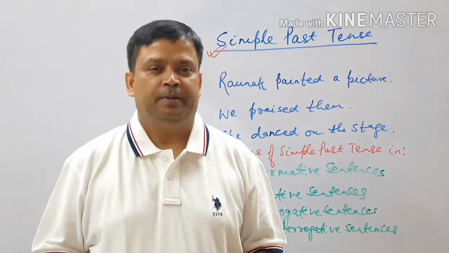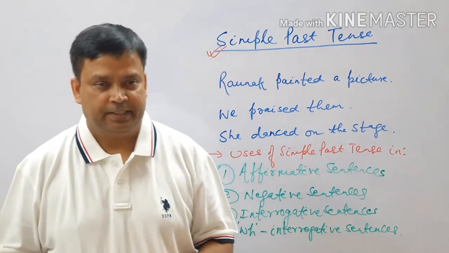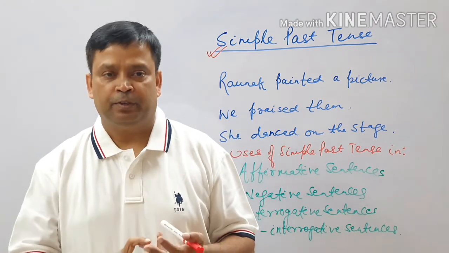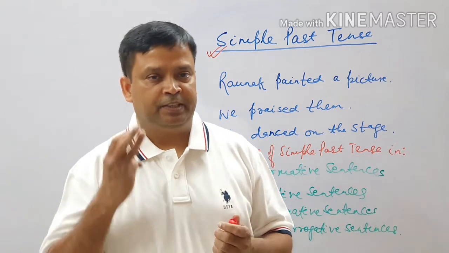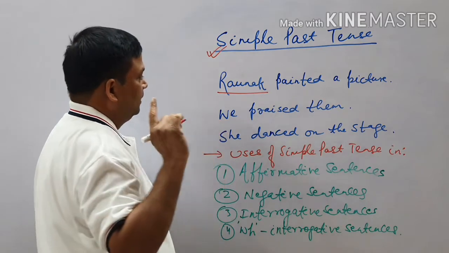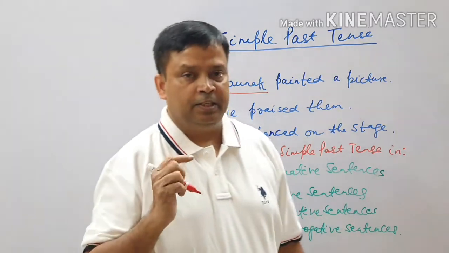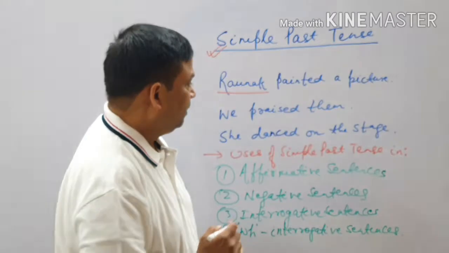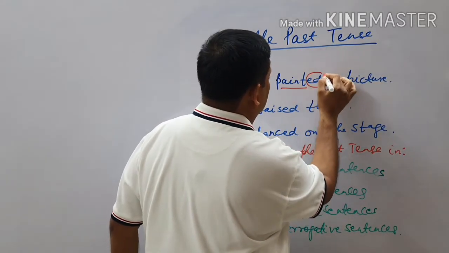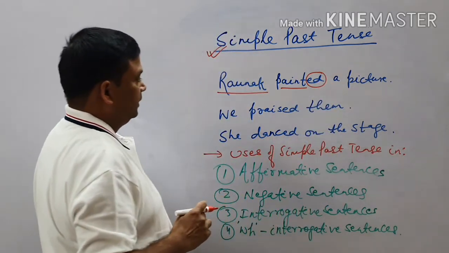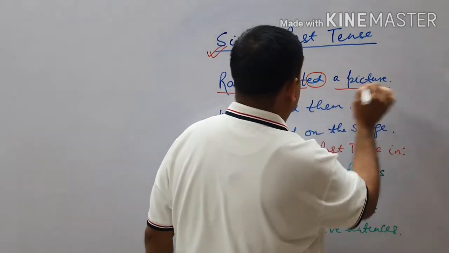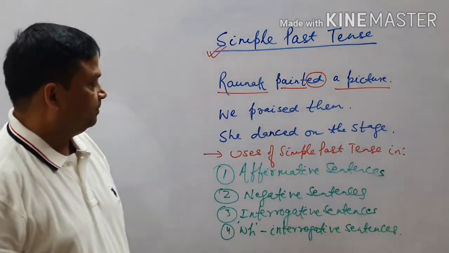So now let's talk about the examples of simple past tense. I told you about the structure: subject, then you have to use the second form of the verb, and the object. So I have taken 3 different subjects. For example, Ronak. Ronak is a subject of third person singular number. It's a name. Now with Ronak I used painted. Paint is a verb and this ed shows that this is the case of the second form of the verb. And then we put an object. So Ronak painted a picture.